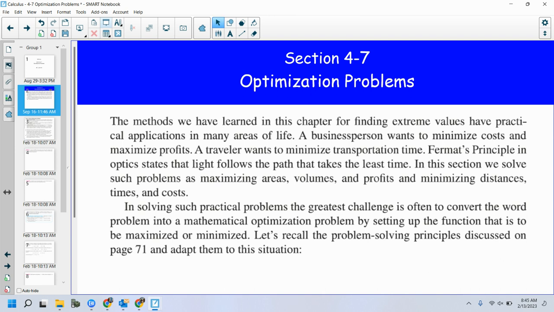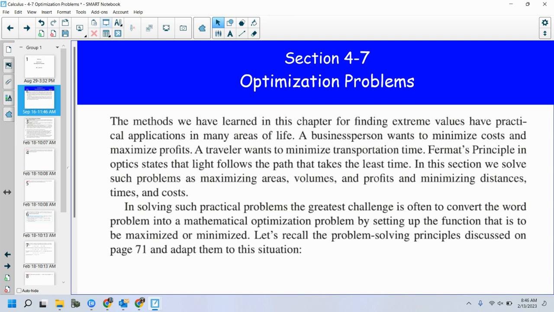In solving such practical problems, the greatest challenge is often how to convert the word problem into a mathematical optimization problem by setting up the function that is to be maximized or minimized. We know how to do math. We know how to do this stuff in terms of strictly crunching the numbers. The difficult part is the application. The difficult part is taking what we know from the words and turning it into math. And I'm not telling you guys anything new.